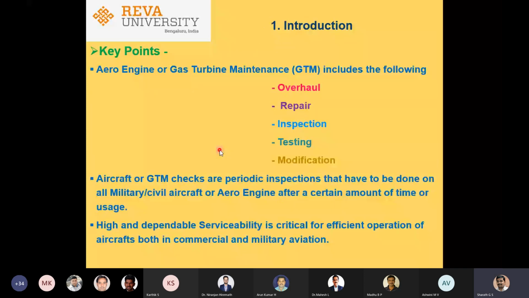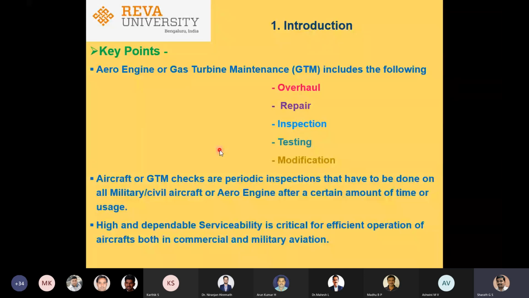Aero engine maintenance includes overhaul, repair, inspection, testing, modification. Gas turbine maintenance checks are periodic inspections that have to be done on all military aircraft after a certain amount of time or usage. High-end dependable serviceability is critical for efficient operation of aircrafts, both in commercial and military aviation. This is very critical. We need to have aircrafts available for civil aviation.